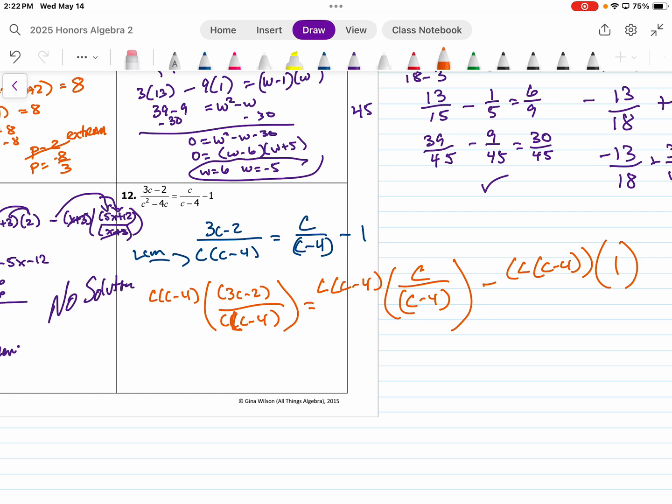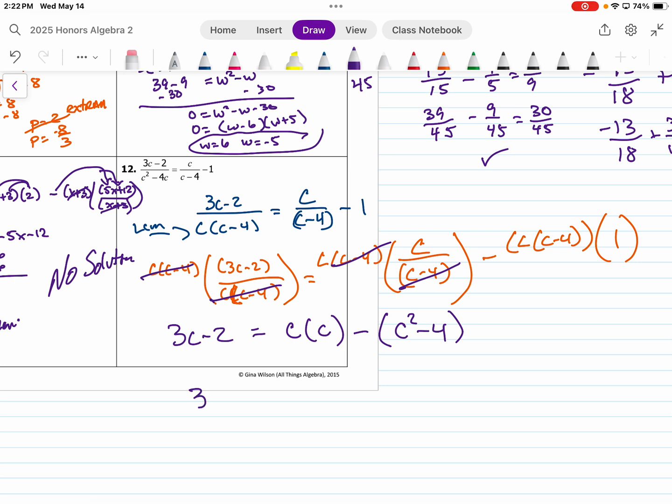And then on the last part, nothing really cancels because it's c times c minus 4 times 1. All right, here we go. On the left side, the denominator cancels by what I'm multiplying by, and I'm left with 3c minus 2. C minus 4 cancel, and I'm left with c times c. And then really, I'm left with negative and then c squared minus 4. So I'm going to clean that up some. 3c minus 2 equals c squared minus c squared minus 4, or plus 4, sorry.